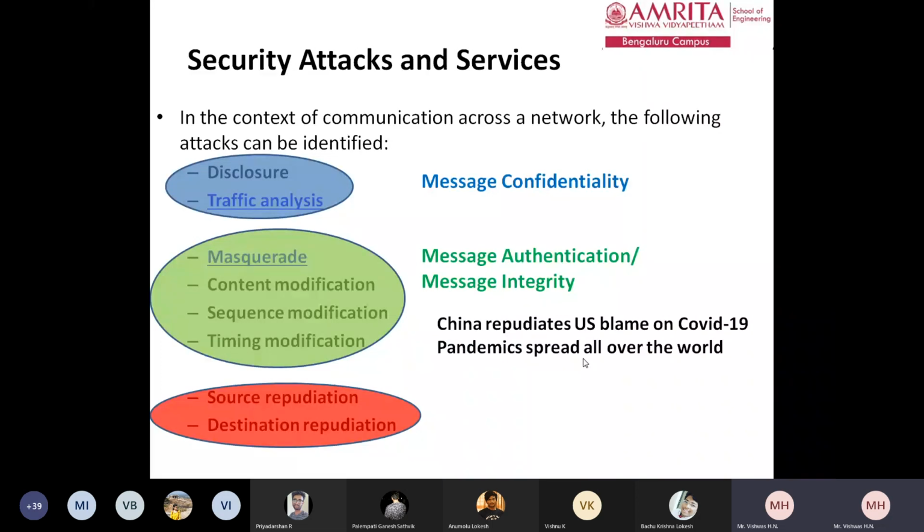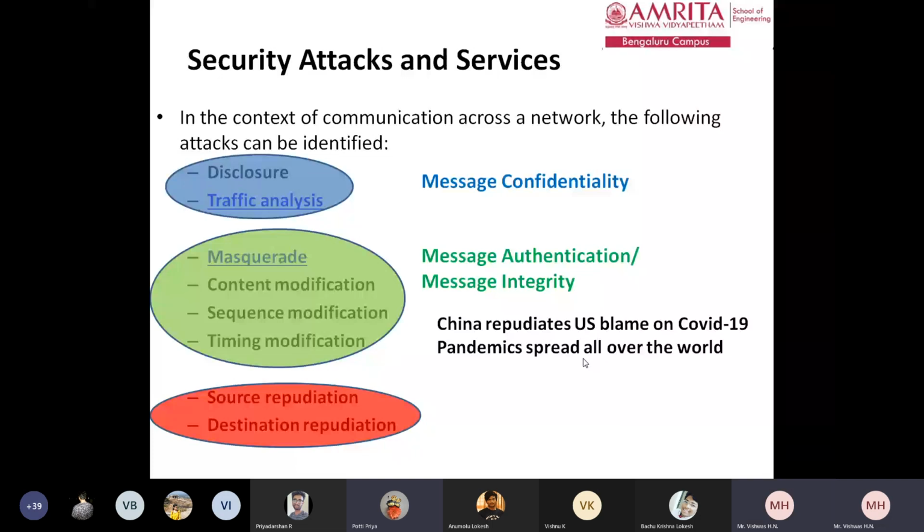So repudiates, does it mean rejection? I didn't get the point when you were mentioning. Was I audible, sir? Hello, hello. Am I audible? Yes, sir. You asked something. I think there was some network glitch. Tell me. Yes, I was asking about source repudiation and destination repudiation.